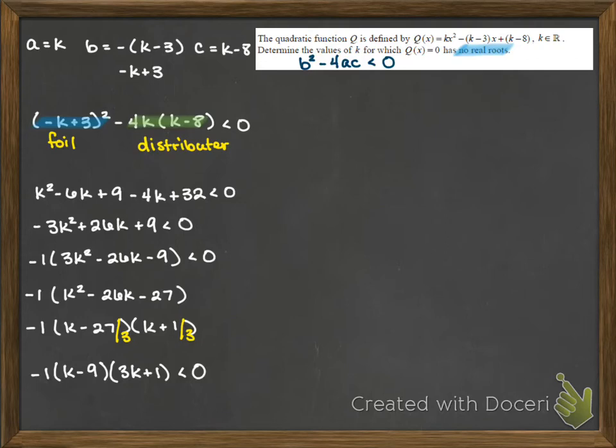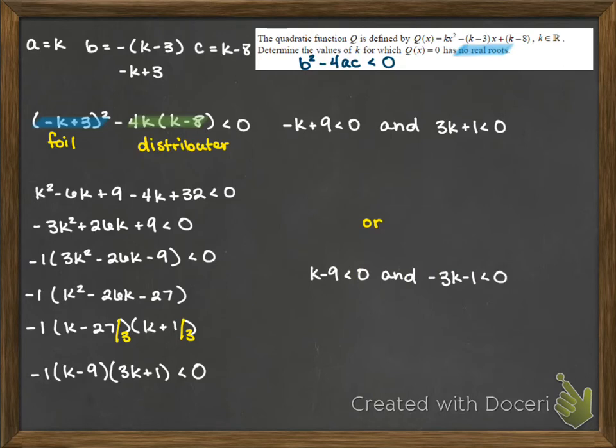So we need to distribute that to either the first term or the second term, but it means we could have two possible answers. Where we distribute the negative 1 to our first factor, we have negative k plus 9 is less than 0, and then we have 3k plus 1 is less than 0. Or we can distribute that negative 1 to our second factor, and we have k minus 9 is less than 0, and negative 3k minus 1 is less than 0.